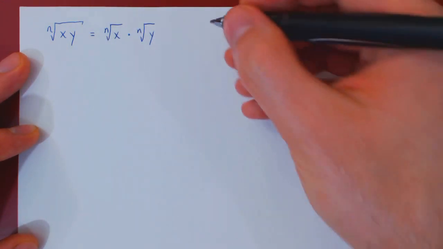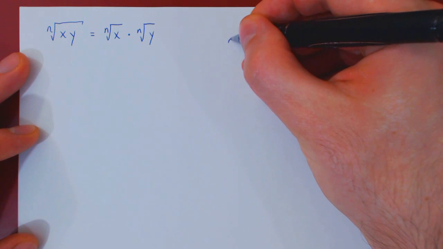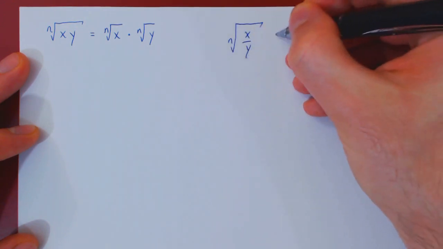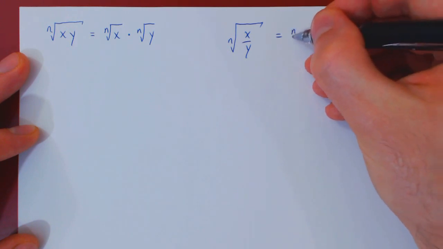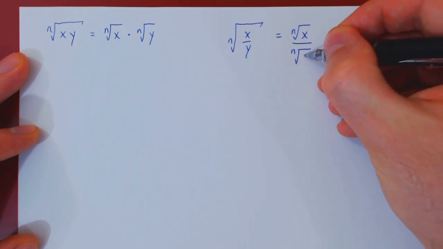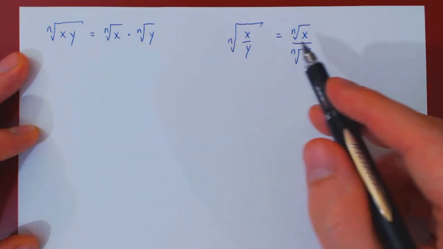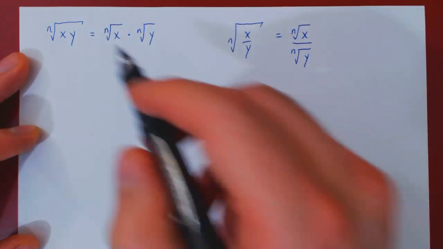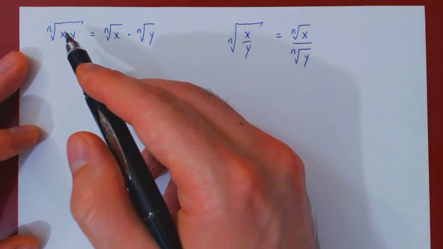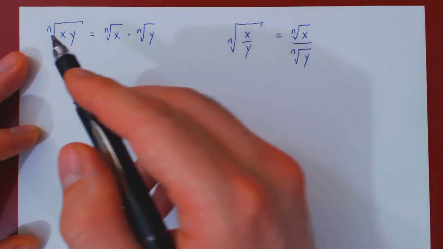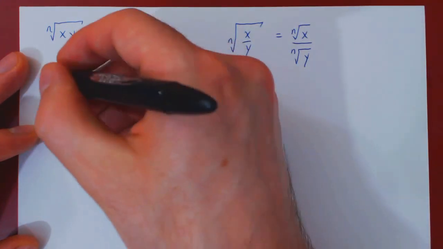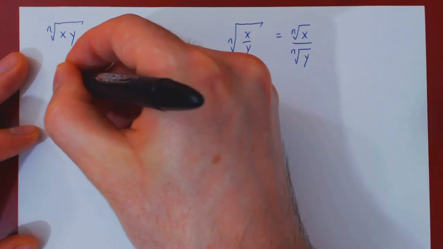The same is true for a quotient. So if you had, say, the nth root of x over y, this is the same as the nth root of x over the nth root of y. And if you think about this, well, we've already verified these two properties when we look at exponents. But a root is also an exponent, right? The nth root is an exponent of 1 over n. So this is essentially redundant.